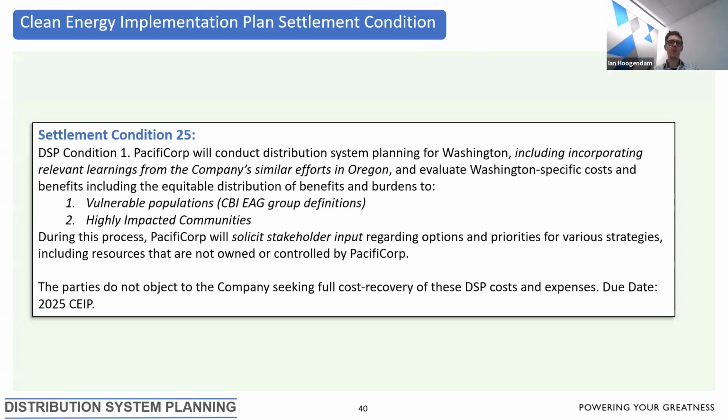So here we see the settlement condition that the company has agreed to. So the company will be incorporating learnings from advancements to distribution system planning that have begun in Oregon and begin to expand these practices as applicable into Washington. So the meeting that we're having today is the first of 4 engagements that we plan to have this year to gather feedback and incorporate into our plan to expand distribution system planning advancements into Washington.